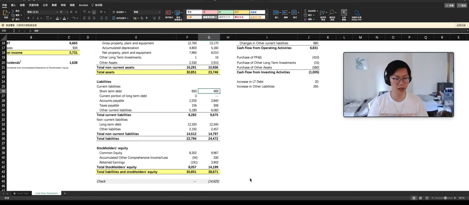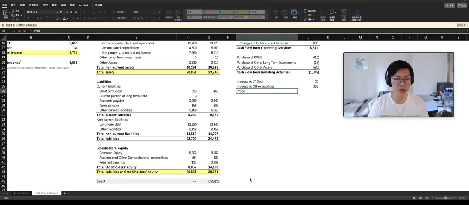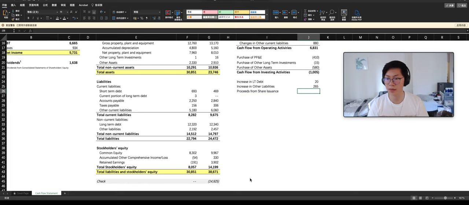I think it should be covered as proceeds from share issuance.